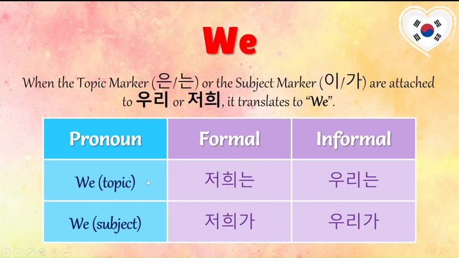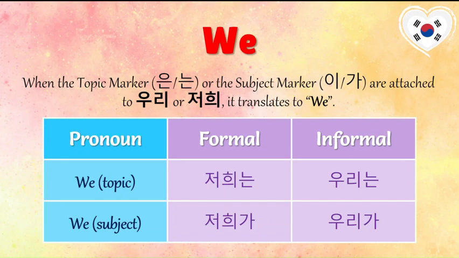We. Now you can see whenever we is the topic in the sentence and you are having a formal conversation, you are going to say 저희는, the topic marker is used. And in the informal case, 우리는. Similarly, when we is the subject of the sentence, then in a formal situation we use 저희가 and in informal 우리가, to denote the word we in Korean. This is very simple. You just need to attach the proper Korean particle with uri or chohi and it translates to either we, us or our.